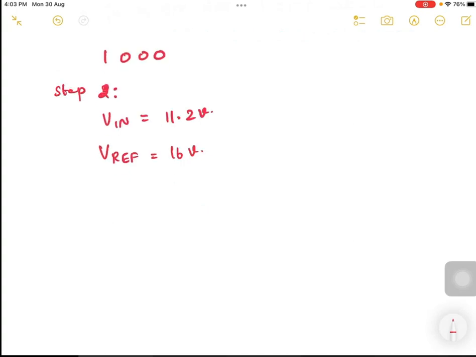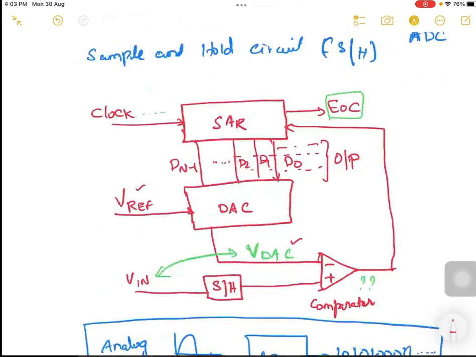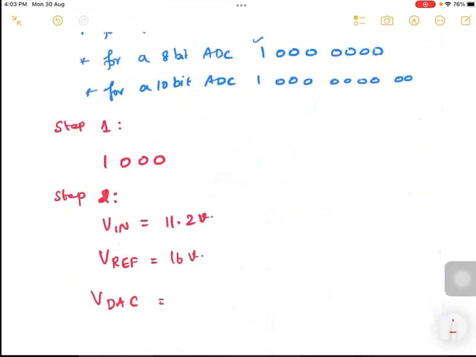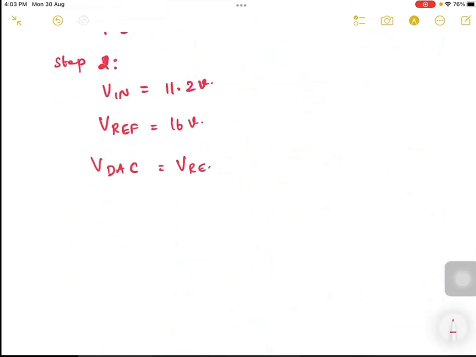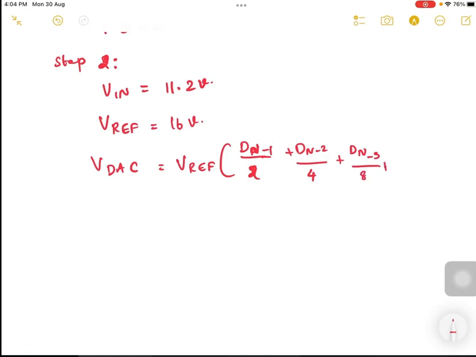Now, the formula for VDAC. In the DAC we have a value VDAC, in which we compute the value of V reference with some bit patterns, because it is a digital to analog converter. Digital values go in, and they are converted into analog, with the reference voltage determining the value. So VDAC equals V reference times (Dn-1/2 plus Dn-2/4 plus Dn-3/8, and so on).